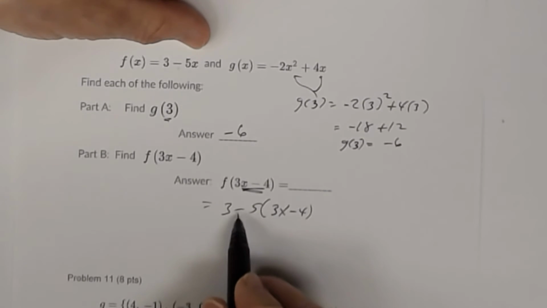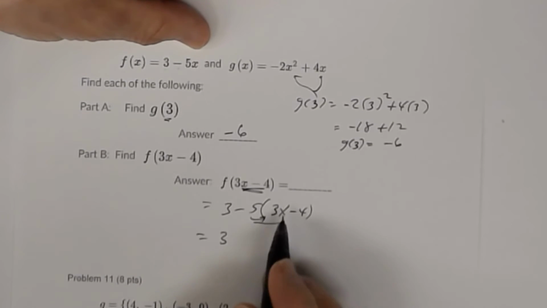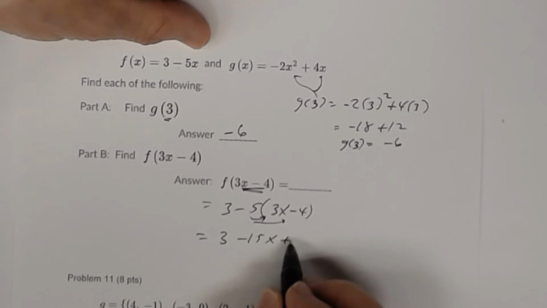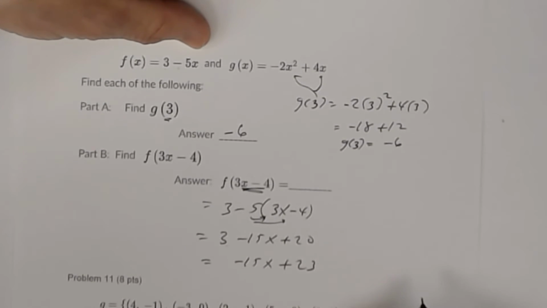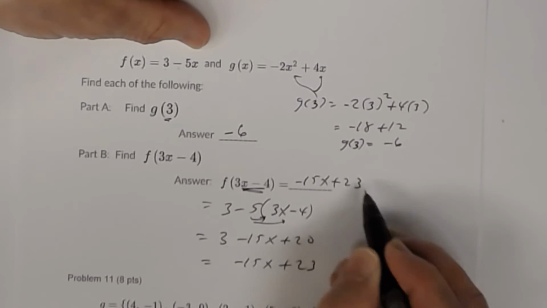And then remember, you're going to multiply before you subtract, so distribute first. So I get 3, a negative 5 times 3x is negative 15x. Negative 5 times a negative 4 is a positive 20. Combining like terms, I get negative 15x. 3 plus 20 is 23. And there's your answer. So negative 15x plus 23.